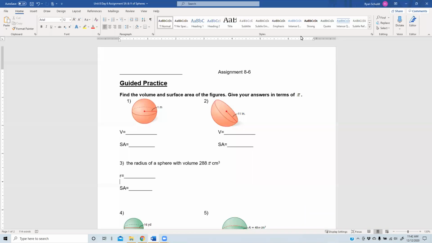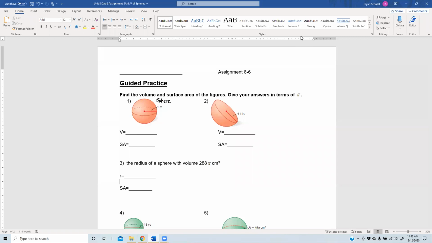Okay, now for the guided practice. So let's look at number one. Number one, we have just a normal sphere. This is just a normal sphere.